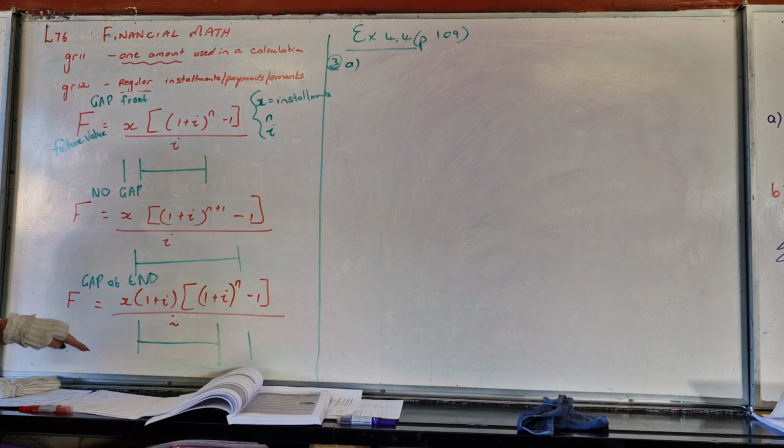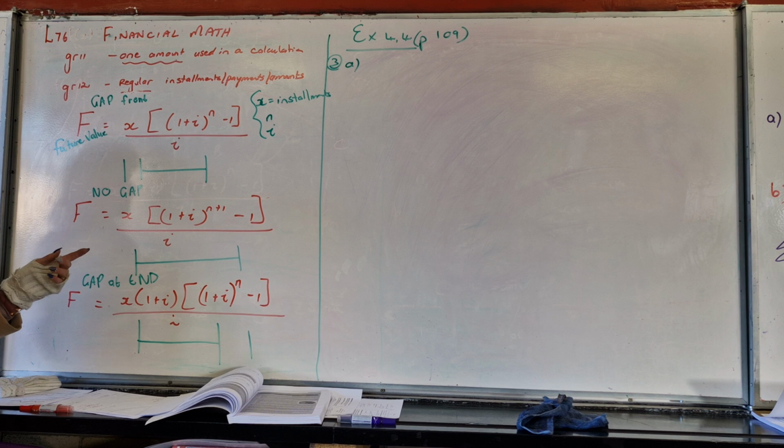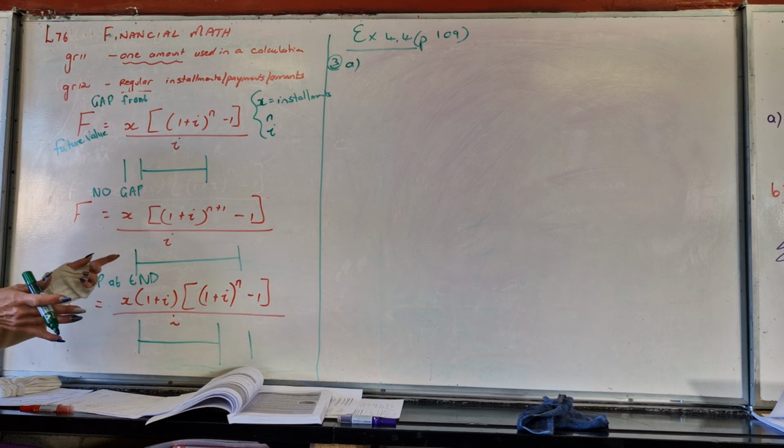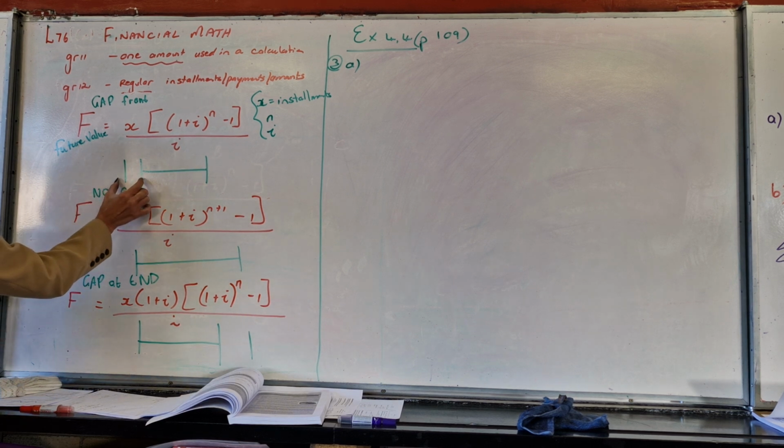When you are doing a future planning, there's one of 3 things that can happen. Normally, you'll go to the bank manager and you'll tell him, listen, I'm opening my bank account here with you. I'm going to start paying in every month, starting at the end of this month. So there's a gap here in the front.